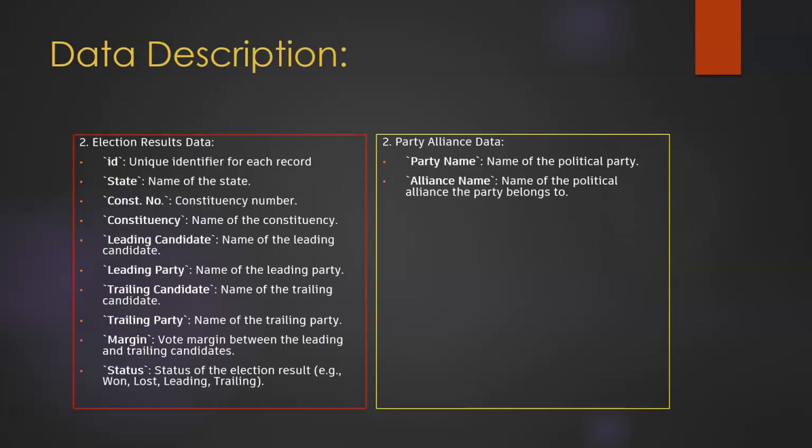So the data description that I have given is I have two tables. One is the election results data table and the party alliance data table. In the election result data table, I have the fields ID, state, constituency number, constituency, leading candidate, leading party, trailing candidate, trailing party, margin, and the status. And in the party alliance data, we have the fields party name and the alliance name.